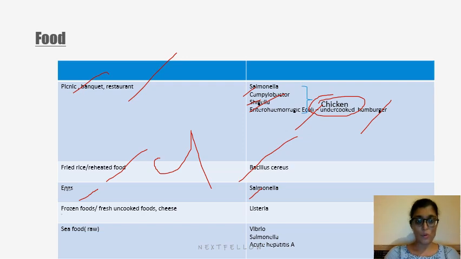In case of frozen foods, fresh uncooked foods and cheese, the organism is Listeria. In raw seafood, it is Vibrio, Salmonella, and acute hepatitis A. So this slide is very important. A lot of questions get asked from this chart.